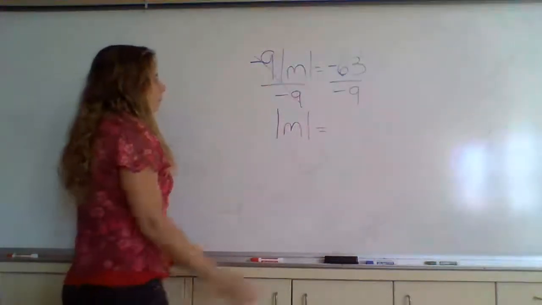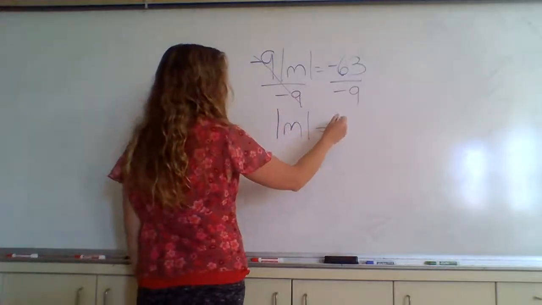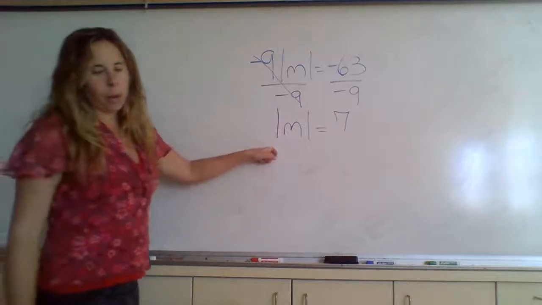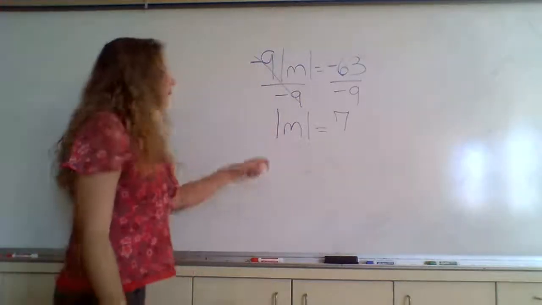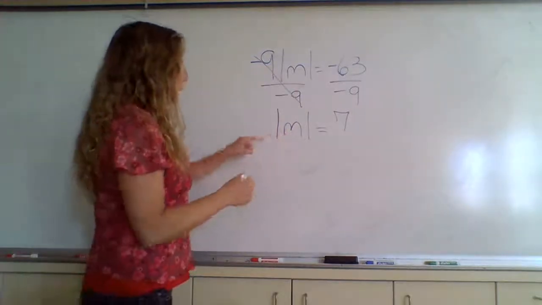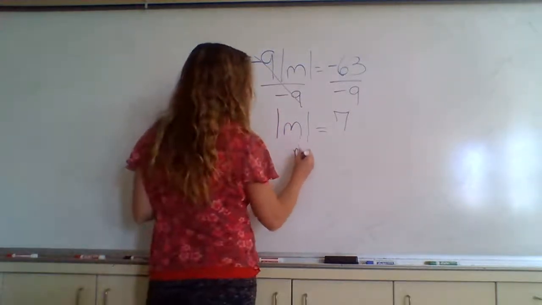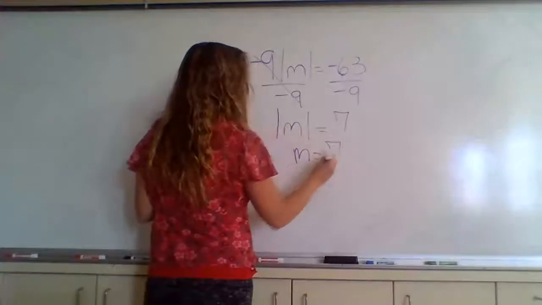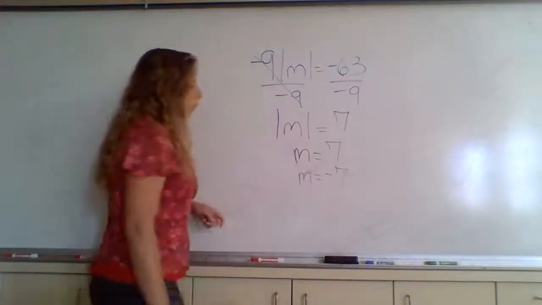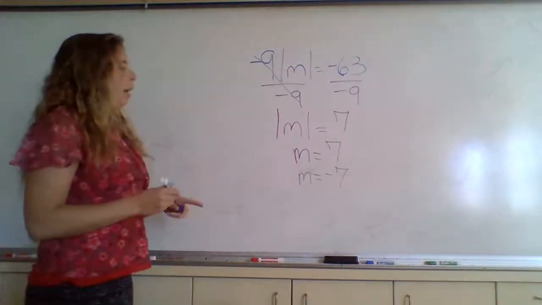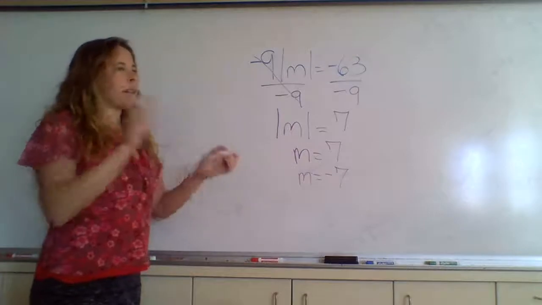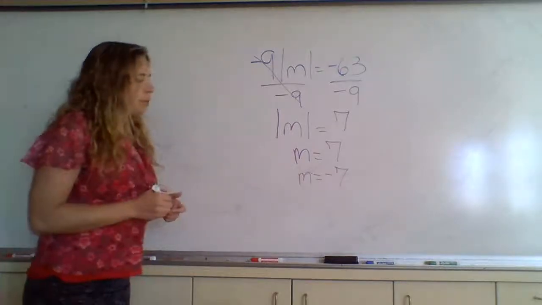9, which is 7. Okay, now this is very similar to number 1. Now this is exactly like number 1, except you have a different variable. So you put M equal to 7 and negative 7, because both positive 7 and negative 7 are 7 away from 0.